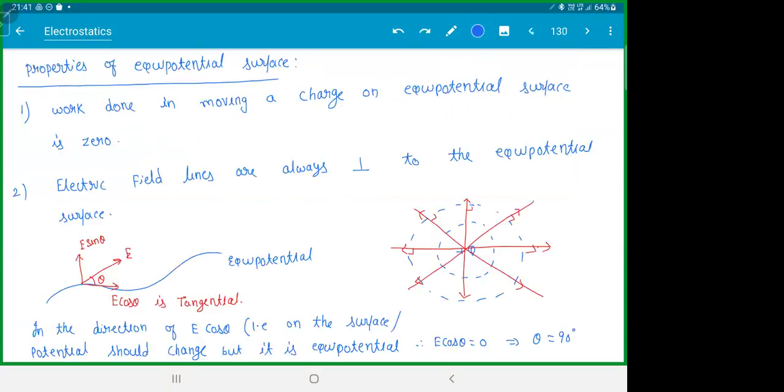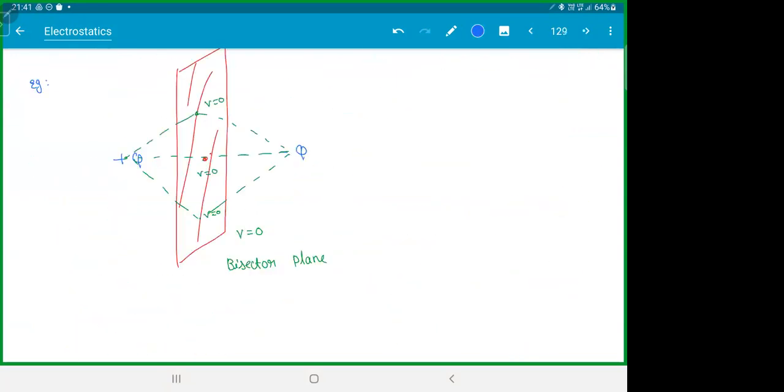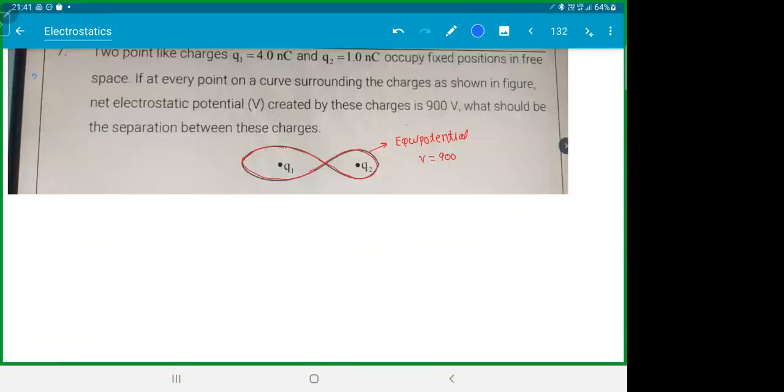It's a pretty good question. It's not tough. It is a good one. Let's call it 38A. That whole curve is equipotential, not the whole thing. I mean, that 8 shape is equipotential.